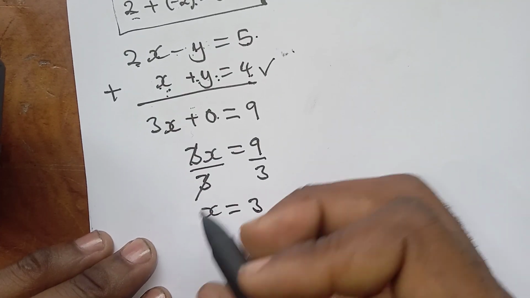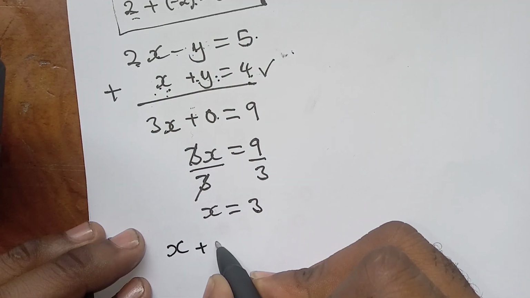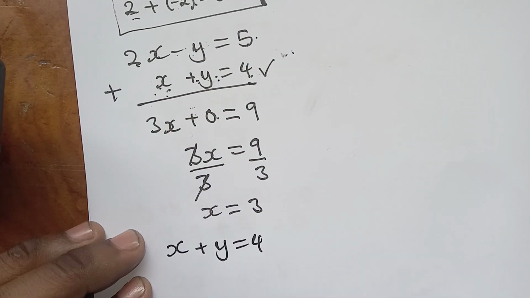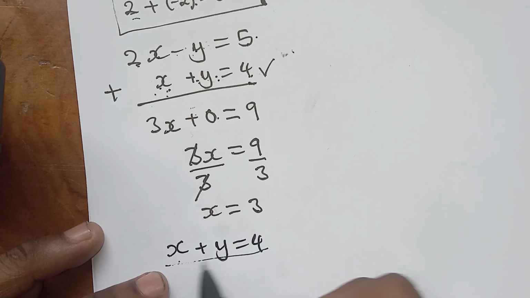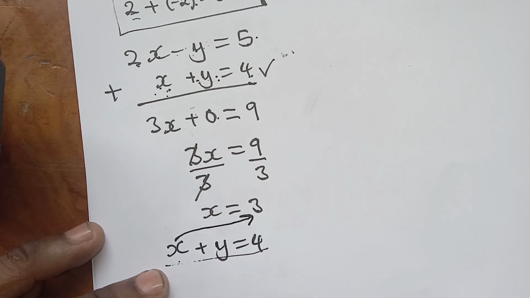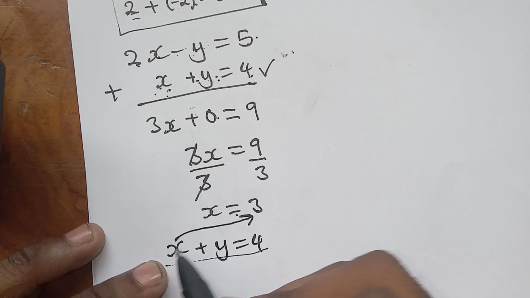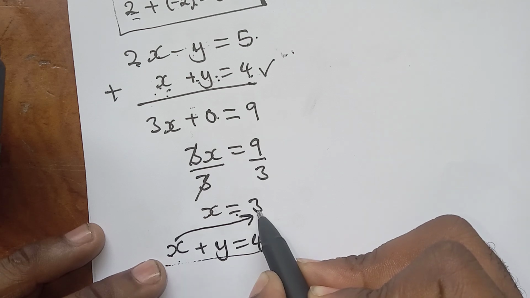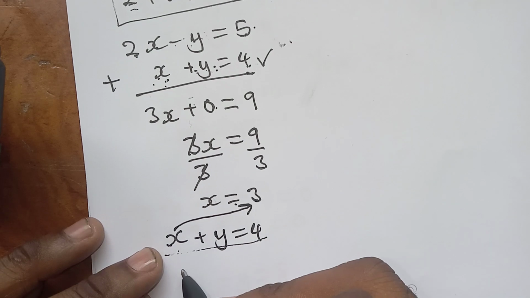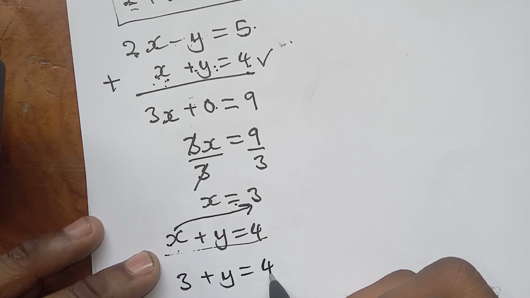So now this is what you do. I've picked this one because it's the easiest for me. So to solve for y, you know that x is equal to 3. So where there is x, just put the value of x, which is a 3. So that will be a 3 plus y is equal to 4.